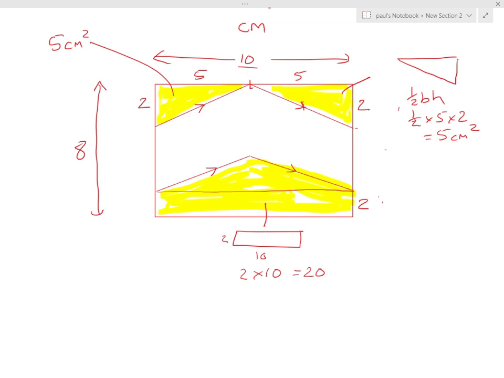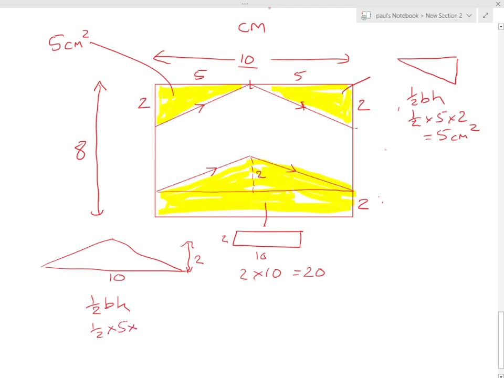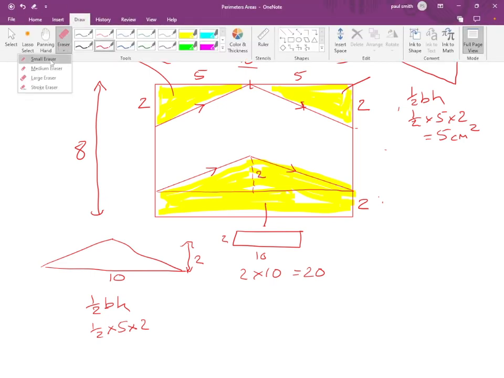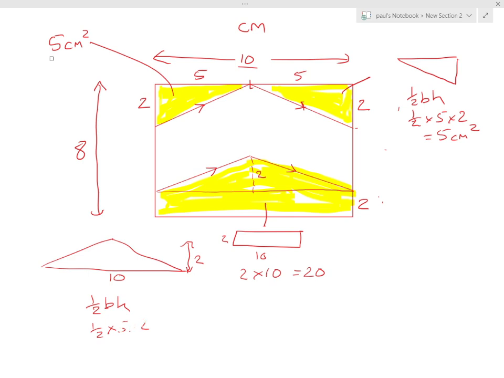Oh, we don't even have to split this. If we know that that is 2, we can take that big triangle out there, like that, and we've got a height of 2 and the base of 10. So we can do half base height, half times 5 times 2. Oh no, it's a double triangle, isn't it? So it's not 5. The base is going to be 10.